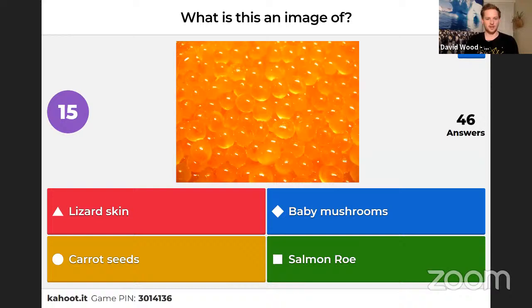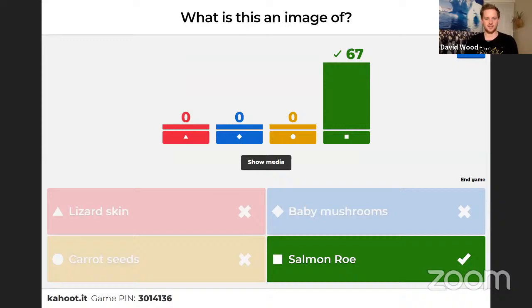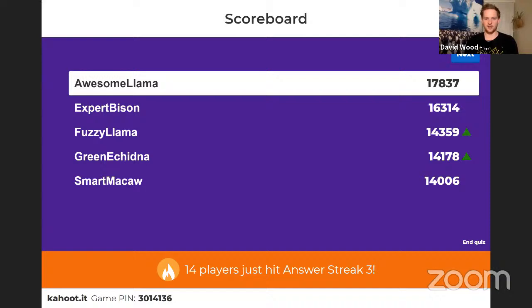This is another nice and easy one. What is this an image of? Lizard skin, baby mushrooms, carrot seeds, or salmon roe? Looks like most of us have got answers in. It was, of course, D, salmon roe. You all got that one correct. Well done to everybody at home. Next question.